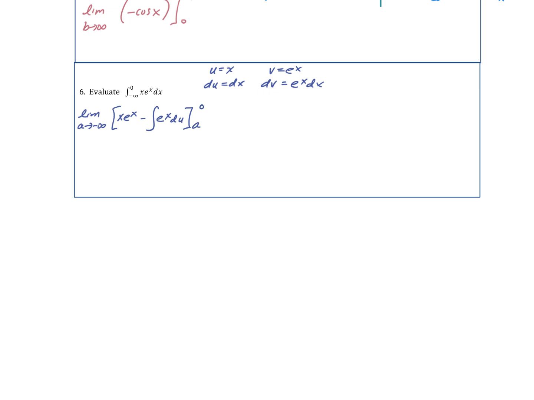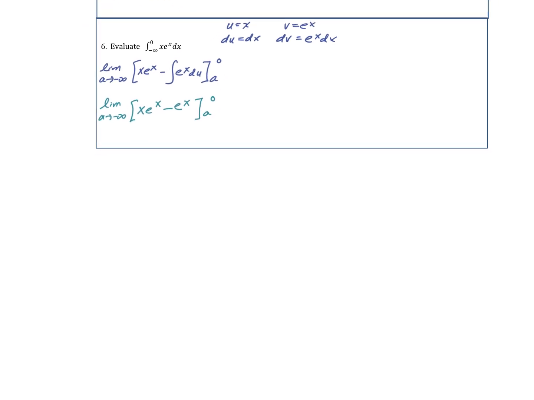One thing to note, this is a common mistake that I've seen, or at least students question themselves: when we integrate, we get uv minus the integral of v du, then we do this. The bounds go to everything, not just this part of it. Okay, that's a common question that I get in class. So we're going to get limit as a goes to negative infinity. We have x e to the x minus e to the x, and then from a to 0.